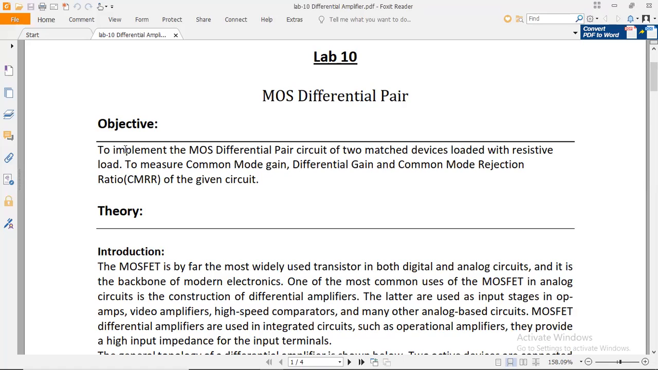MOS differential amplifier. This is the objective of today's lab: the differential amplifier using metal oxide semiconductors, the differential pair. The objective is to implement the MOS differential pair circuit with two matched devices loaded with resistive load, and to measure the common mode gain, the differential gain, and the common mode rejection ratio, that's CMRR, of the given circuit.